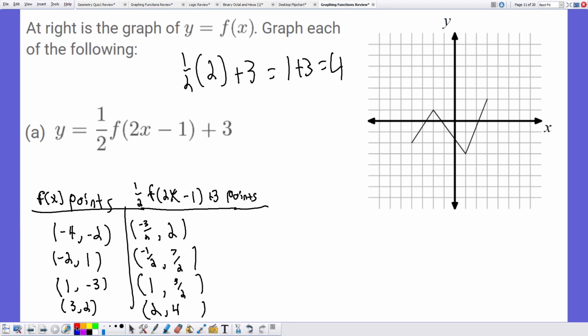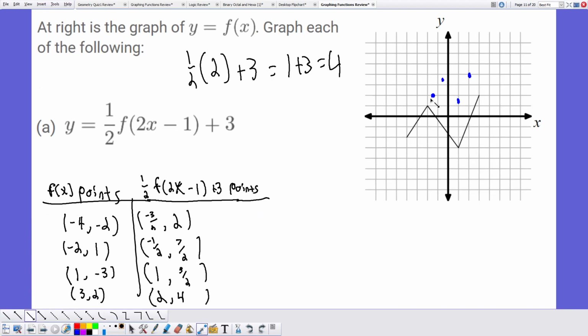So let's start graphing. Our first point is negative 3 over 2, which is negative 1.5, comma 2. So over 1.5 and up 2. Then we have negative 1/2 and 7 over 2, which is 3.5. So negative 1/2, up 3.5, somewhere around there. Then we have 1 and 3 over 2, or 1 and up 1.5. And then we have 2 and 4. It's right there.